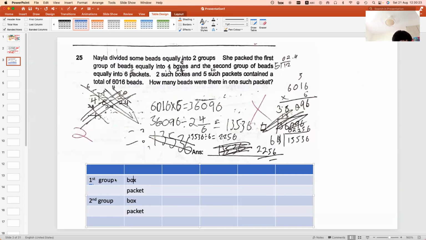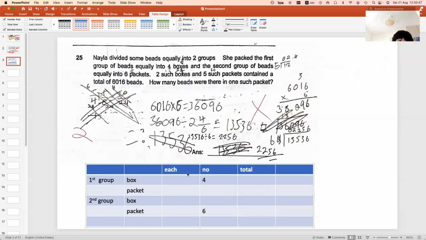Good. Okay, so over here it says equally into 4 boxes. So this is each. So this is number, and this is total. So how many boxes? 4. Second group into 6 packets. Okay, 6 packets.